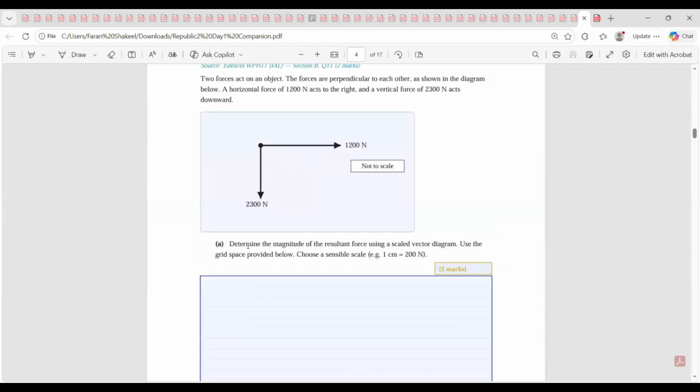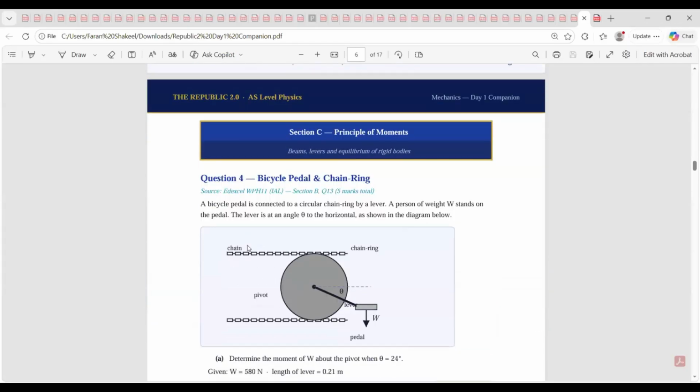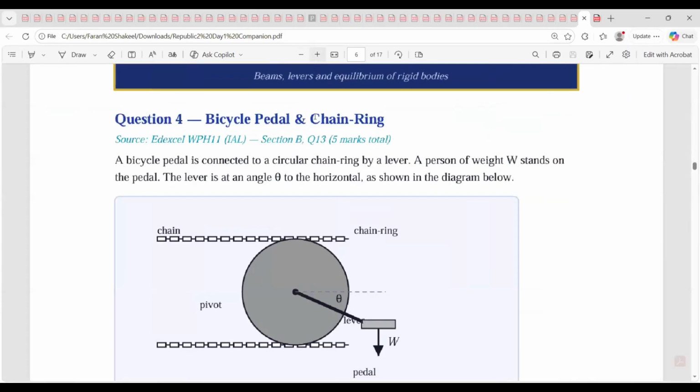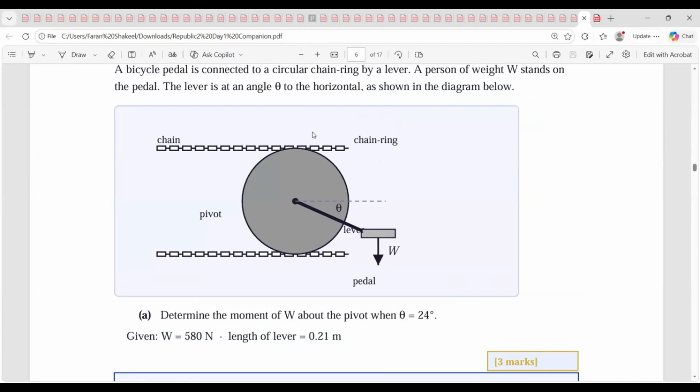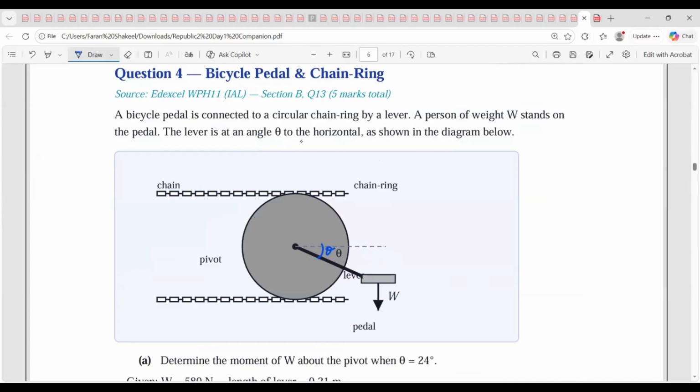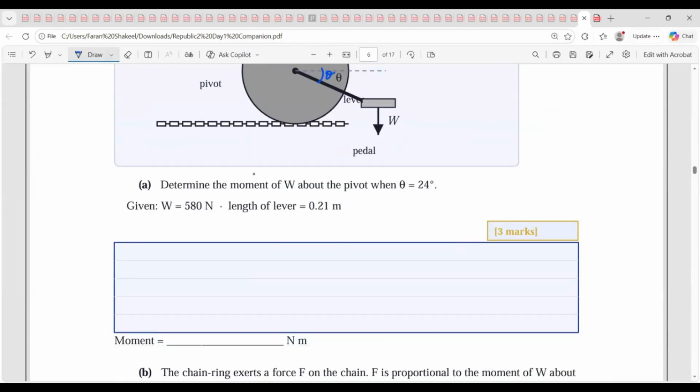Okay, we've got some questions over here. We'll do some of the above questions, but before that, we've got this on your screen. A bicycle pedal is connected to a circular chain ring by a lever. A person of weight W stands on the pedal. The lever is at an angle theta to the horizontal as shown in the diagram below. Determine the moment of W about the pivot when theta is equal to 24.